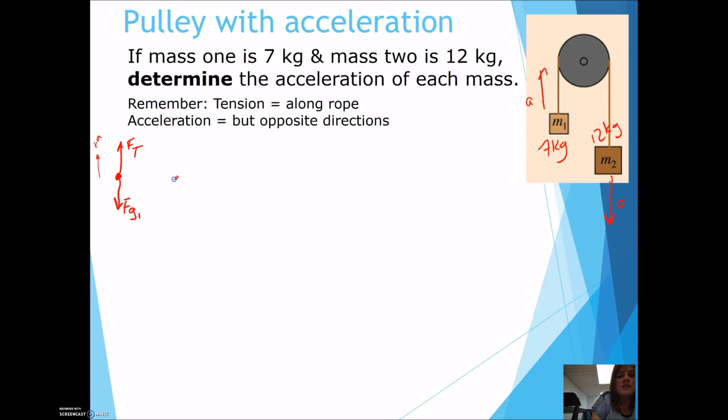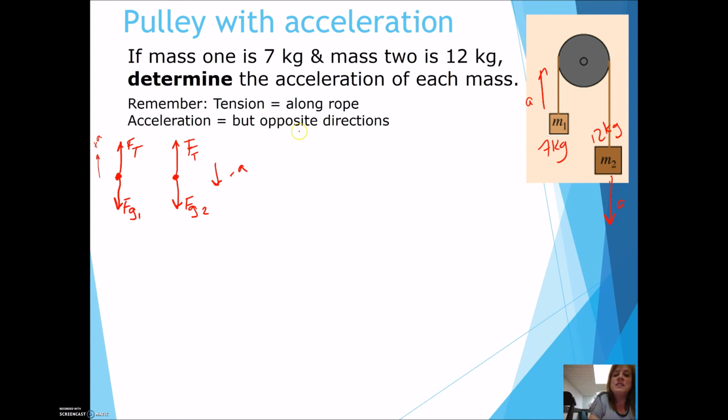If we go to our second block, our 12 kilogram block, we also have the same sort of free body diagram. We have the force of gravity down for block 2, and we have our force of tension up. But because this mass is heavier, it's going to be accelerating down. So that's a negative acceleration. Very important to remember that. Negatives have a big impact in math.